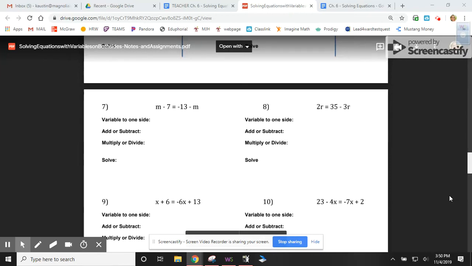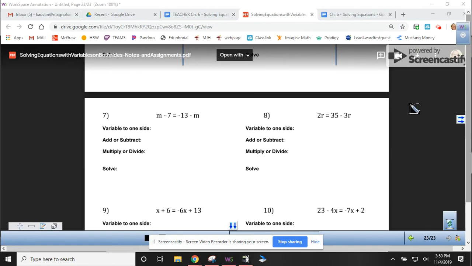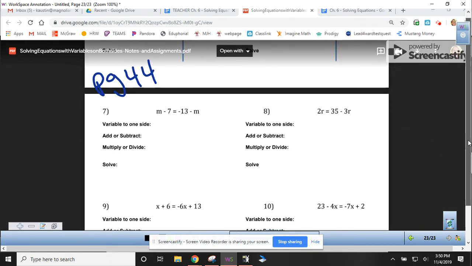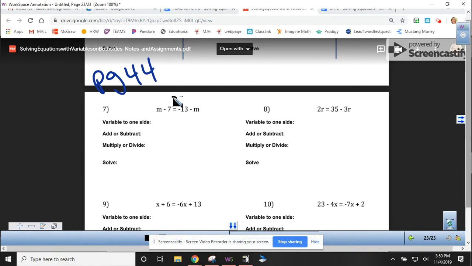All right, so we did that first page on page 43. Now we're on page 44 in your journal. This is practicing the same thing we just did a moment ago. I'm going to separate my equal sign. I have a negative 1m and I have a positive 1m.